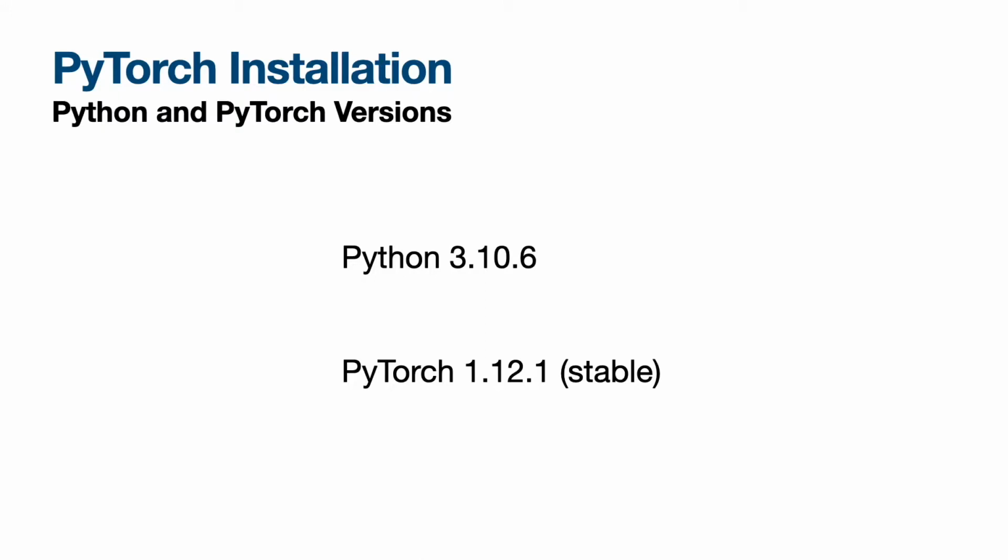I'm going to demonstrate how to install PyTorch on a local machine. I'm using Python 3.10.6, and I'll install PyTorch 1.12.1, a stable version. Let's head over to the PyTorch website, pytorch.org.